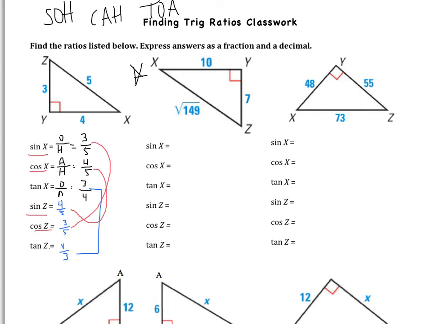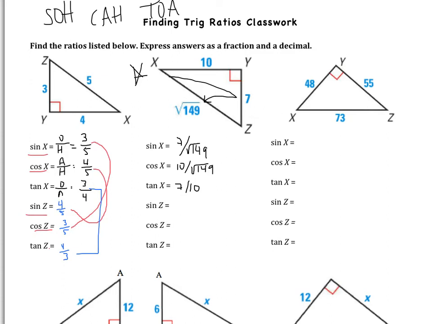Okay, let's see how we did. Sine of x should have been opposite over hypotenuse. Opposite is 7, hypotenuse is root 149. Cosine is adjacent over hypotenuse, or 10 divided by root 149. Tangent is opposite over adjacent, or 7 over 10.